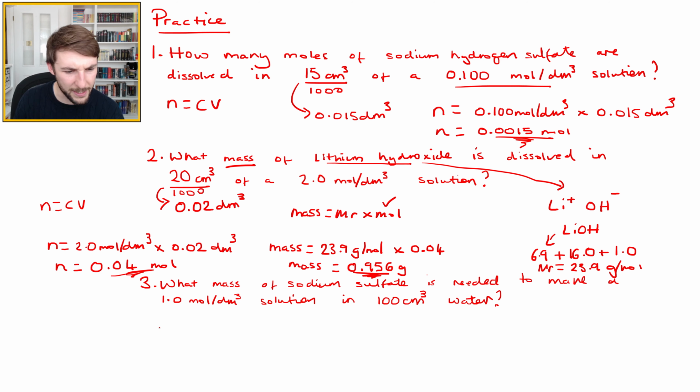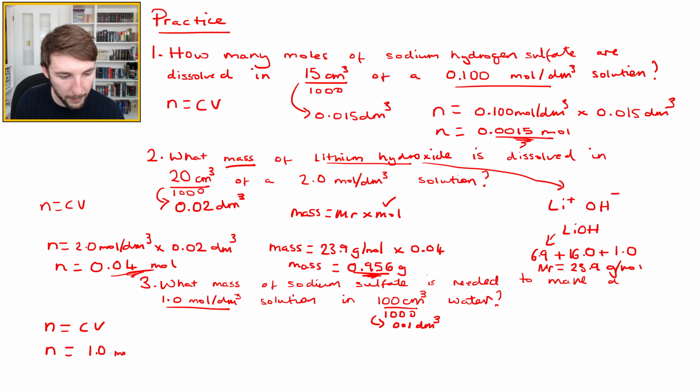What mass of sodium sulfate is needed to make a 1 mole per decimetre cubed solution in 100 centimetres cubed of water? So we're going to begin by using n equals cV. This volume here gets divided by 1,000, so we get a volume of 0.1 cubic decimetres. Our concentration here is 1. So we're going to do n equals 1.0 moles per decimetre cubed, that's our concentration, multiplied by that volume of 0.1 cubic decimetres. So 1 times 0.1 is 0.1. So our number of moles of sodium sulfate there is going to be 0.1 moles.